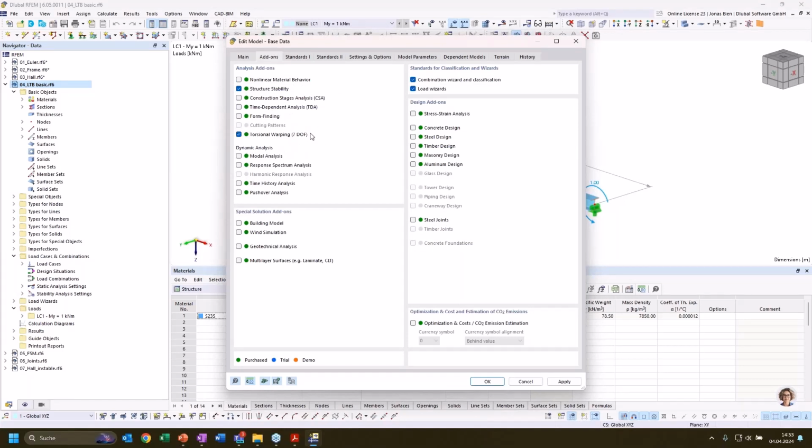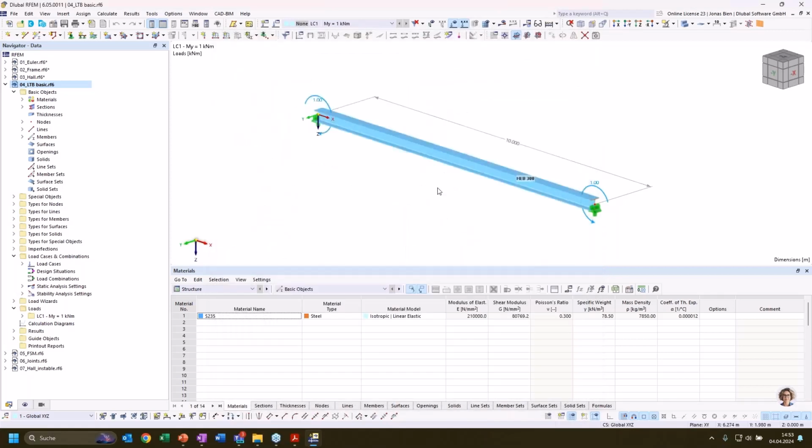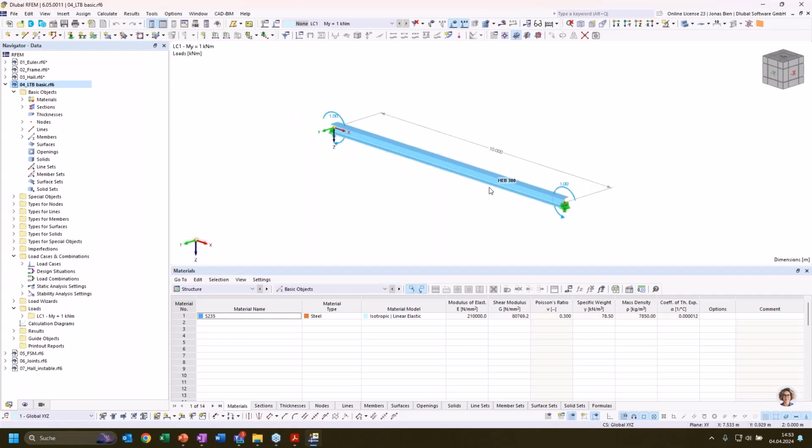And as soon as we activate the 7th degree of freedom, this would be directly included in the stability analysis, or would be taken into account. And I have now for this simply supported member here, it's an HEB 300 again, with a length of 10 meters and a constant bending moment.